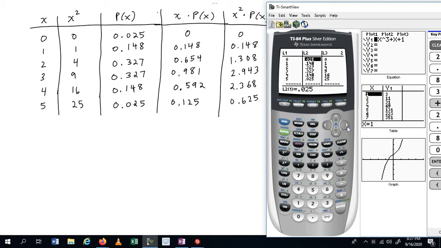And then what you want to do, after you've done that, is go to another column that's open. So I'm going to go to L4, and then scroll up to the top so you can see the cursor is at L4. And you can see down here it says L4 is equal to something.